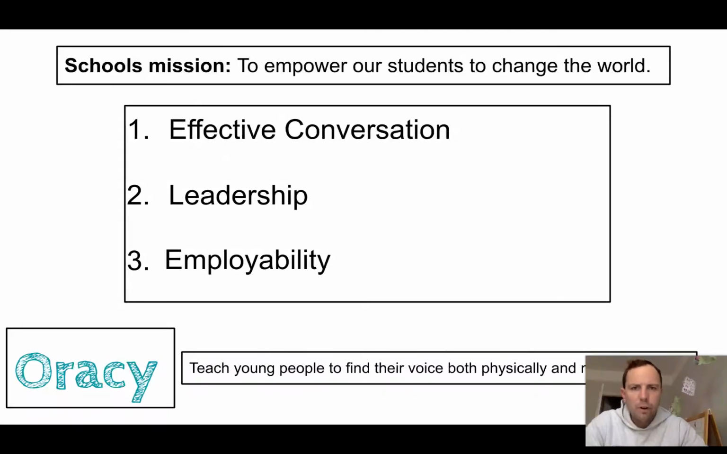Cassie has asked me to provide a little bit of a broader context for Oracy, how it fits with our school's purpose, and also more specifically what the Oracy lessons actually are and a bit of context about what we're asking you to give feedback on.